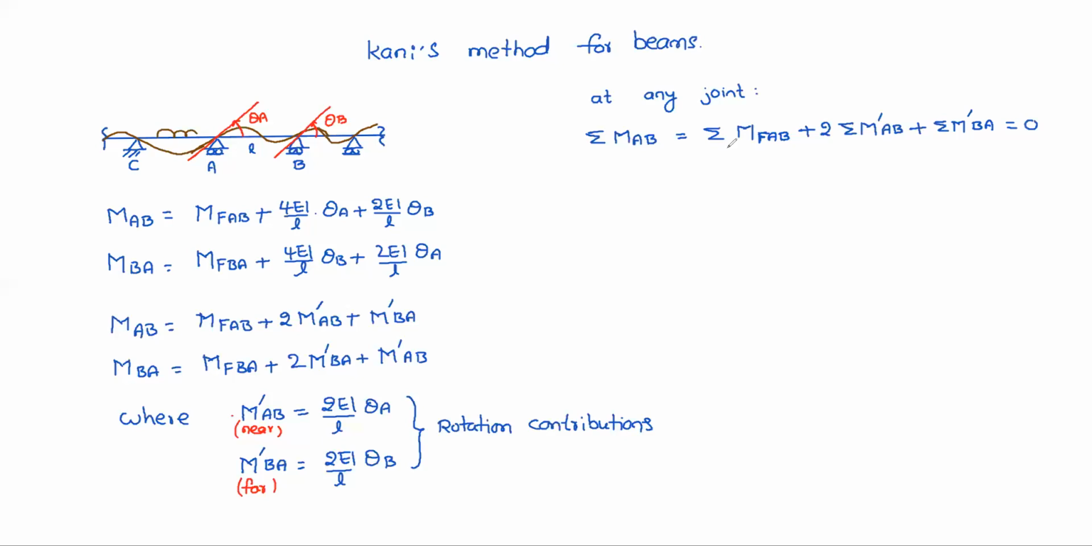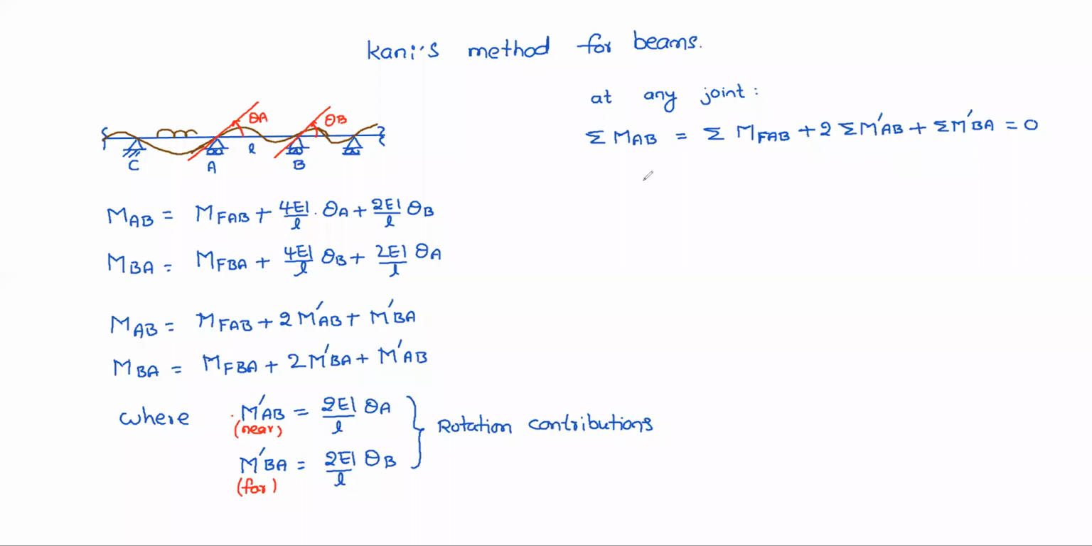Sigma MAB means just we are doing summation here. You know MAB equal to MFAB plus 2 times of M dash AB plus M dash BA. Just we are putting the sigma sign here. The sigma of MAB equal to sigma of MFAB plus 2 times of sigma M dash AB plus sigma M dash BA equal to 0.